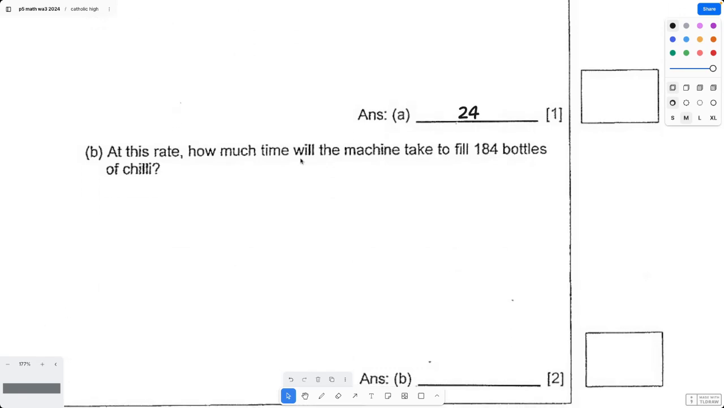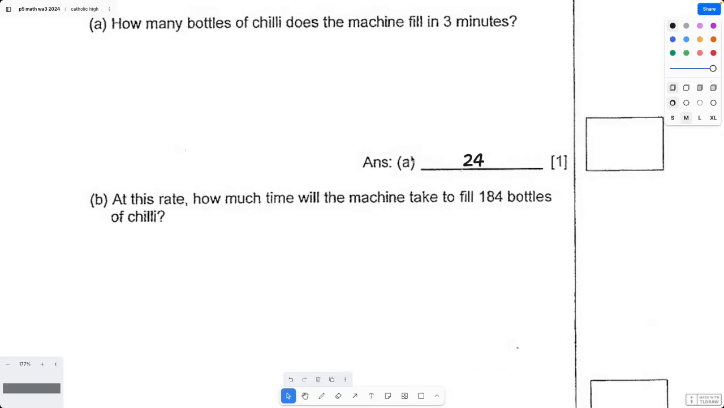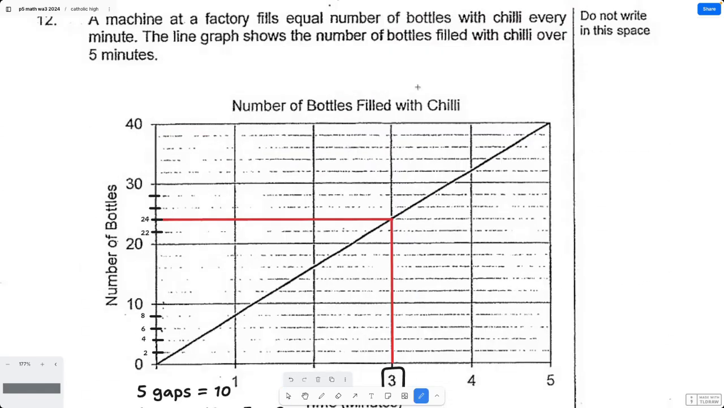Okay, question 12. At this rate, how much time will the machine take to fill 184 bottles? Okay, so we can solve by just using the answer from part A. So that means in this case 24 bottles is going to be filled in 3 minutes. Then how much for 184 bottles? Why we can do this is because in the question it says here that it fills an equal number of bottles with chili every minute.